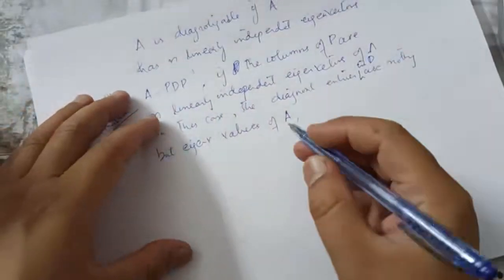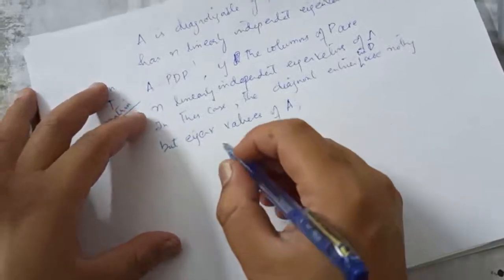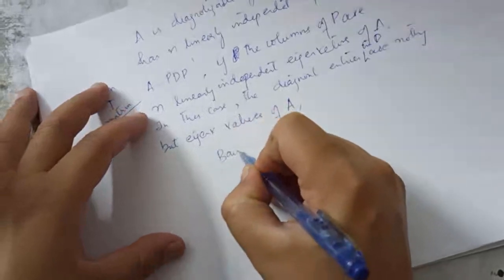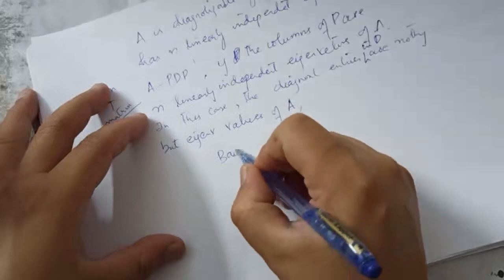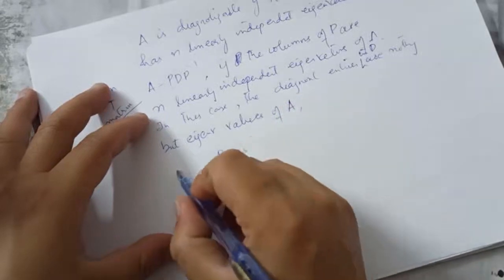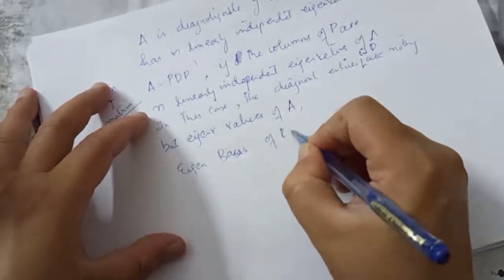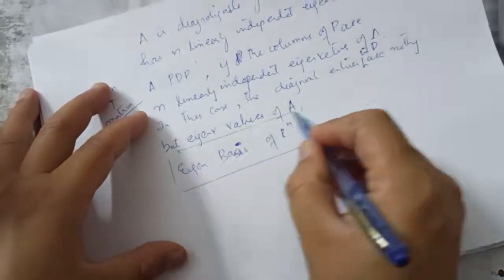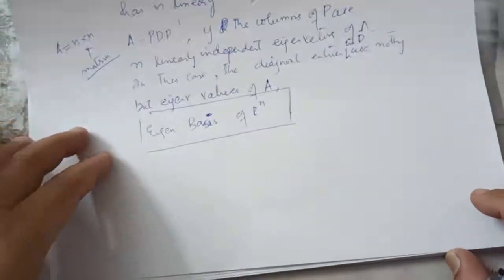Similarly, the resulting eigenvectors, we call them bases. Actually, eigenbases of R to the power n. Eigenbases of R to the power n. Okay, we can easily prove that.